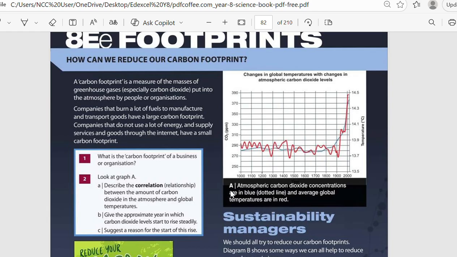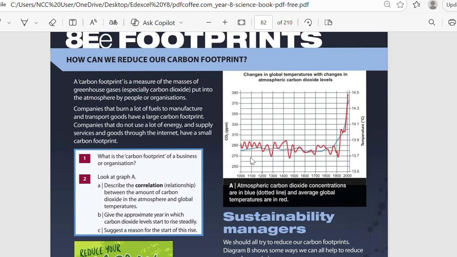Now see, the atmospheric carbon dioxide concentrations are in blue. You can see a dotted blue line here. Yes. Right, that is the atmospheric carbon dioxide concentrations. Average global temperatures are in red color. You can see it's moving like this, right? What can you see about these two? What can you tell about their connection or relationship to each other?